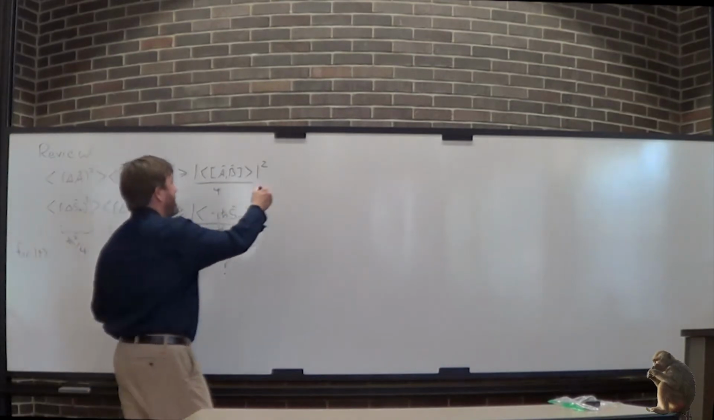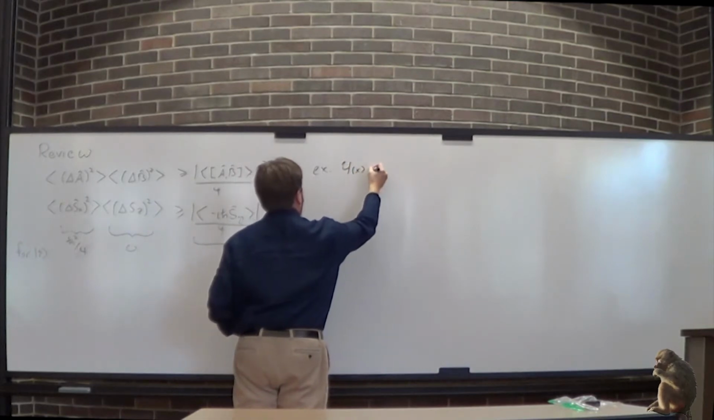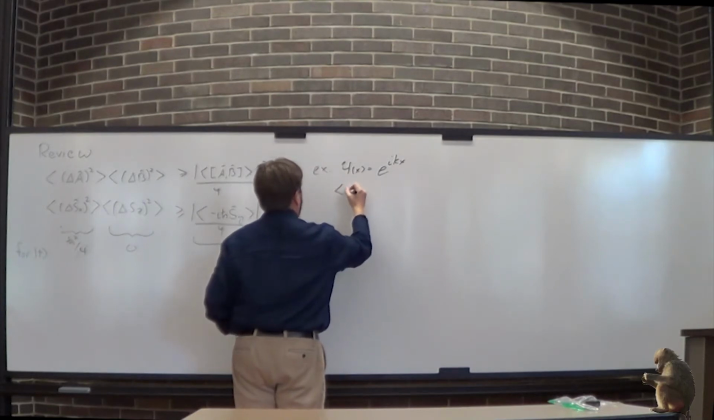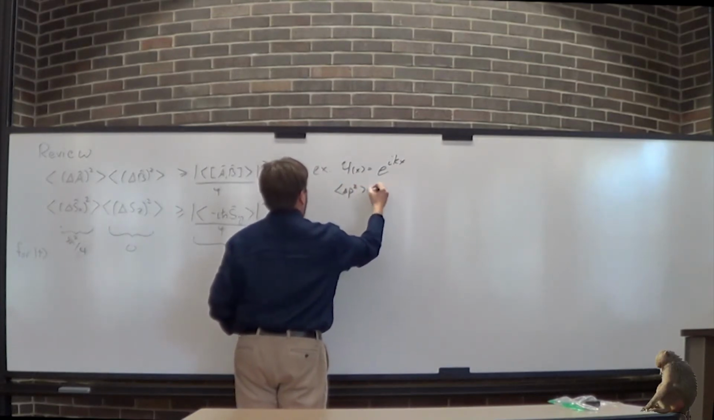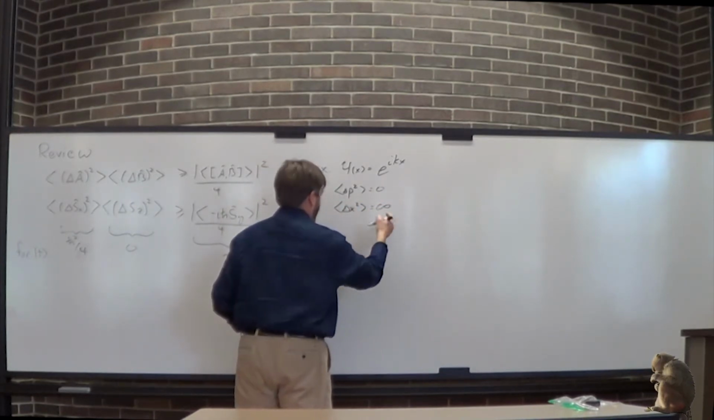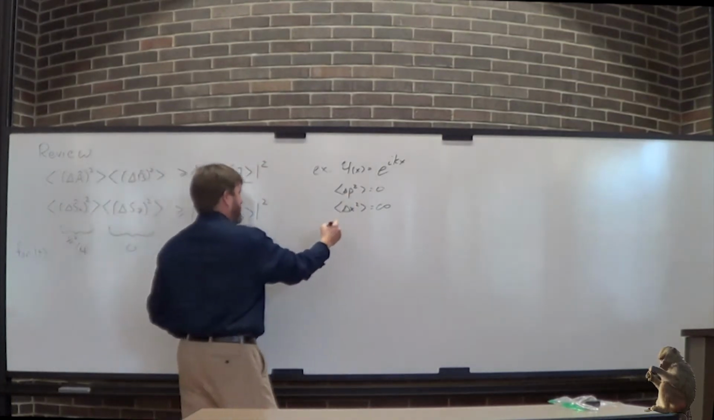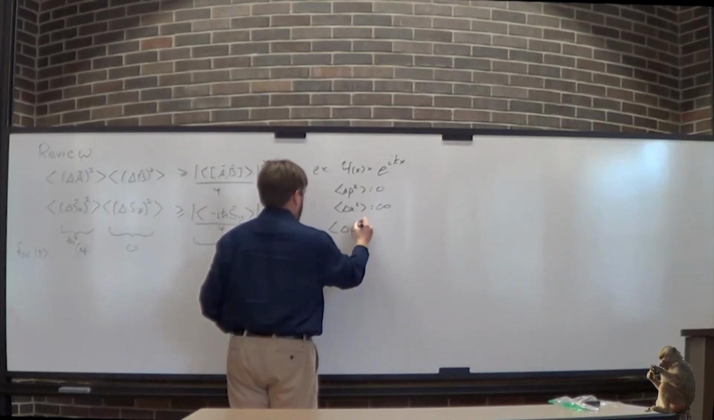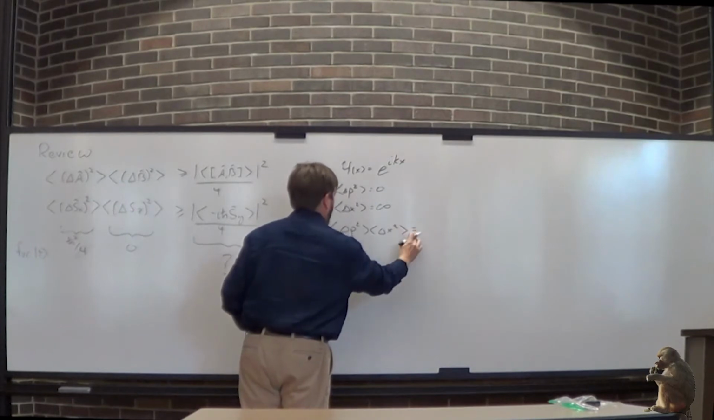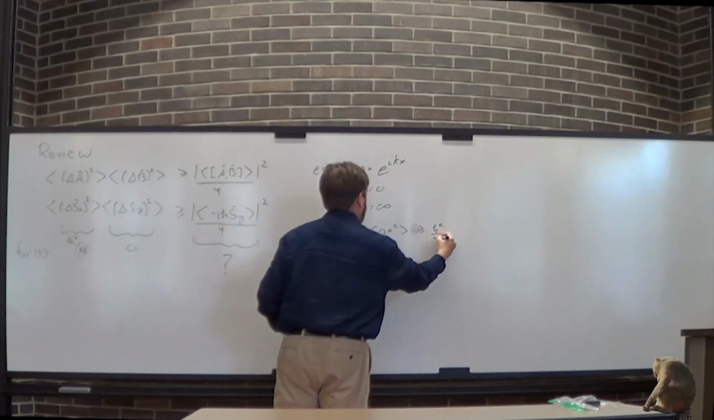The example is, if I apply a state such as e to the ikx, delta p squared is 0, delta x squared is infinity. And so 0 times infinity is indeterminate, because it's a well-known relationship that delta p squared times delta x squared is greater than or equal to h bar squared over 4.